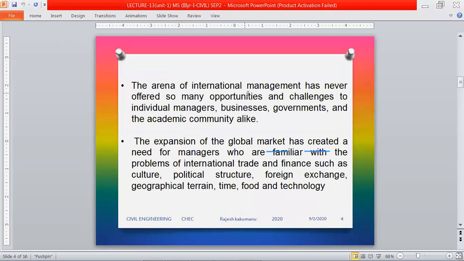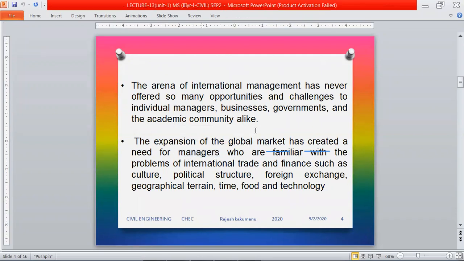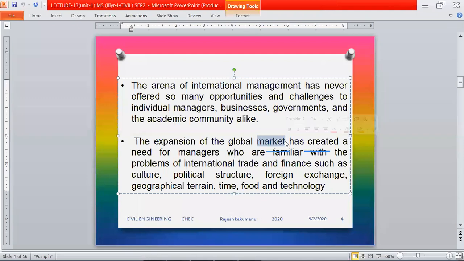The main arena of international business management has never offered so many opportunities and challenges to individual managers, business people, governments, and the academic community alike. The expansion of the global market has created the need for managers. So there is a need for managers. Why? Because of the global market. Whenever you are expanding your market globally, automatically there is a need for managers.